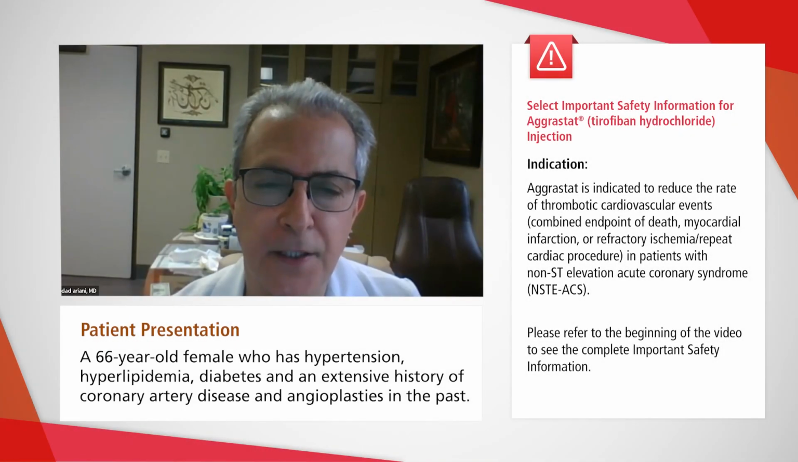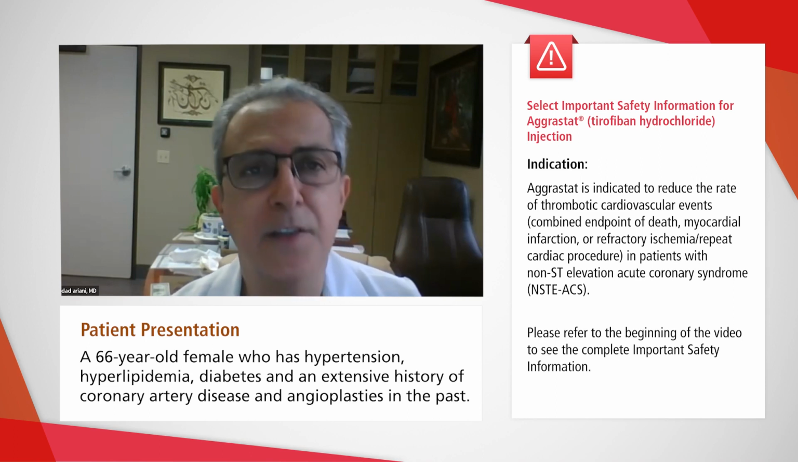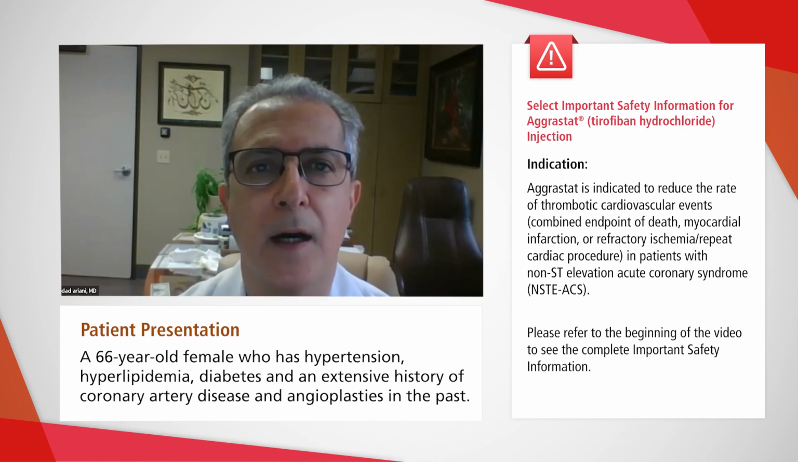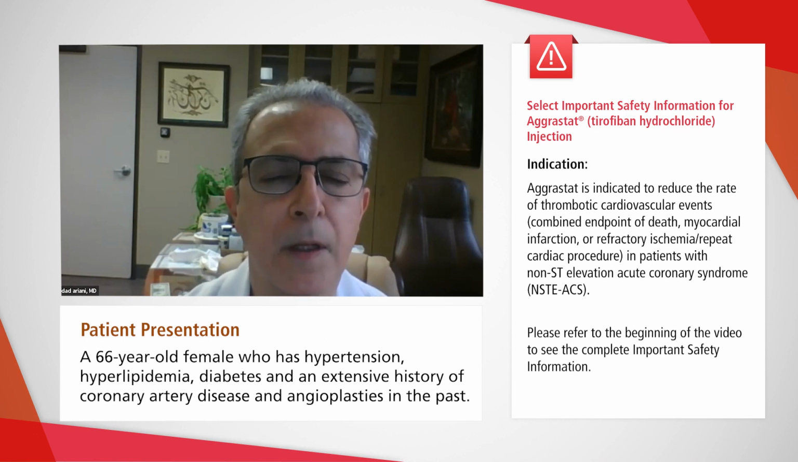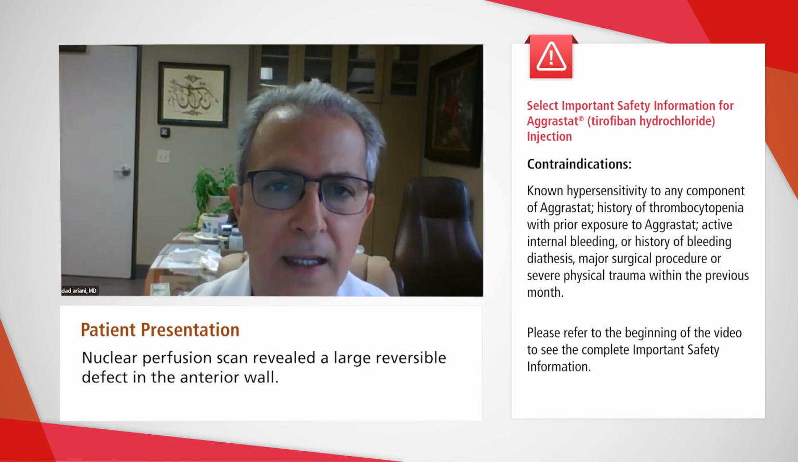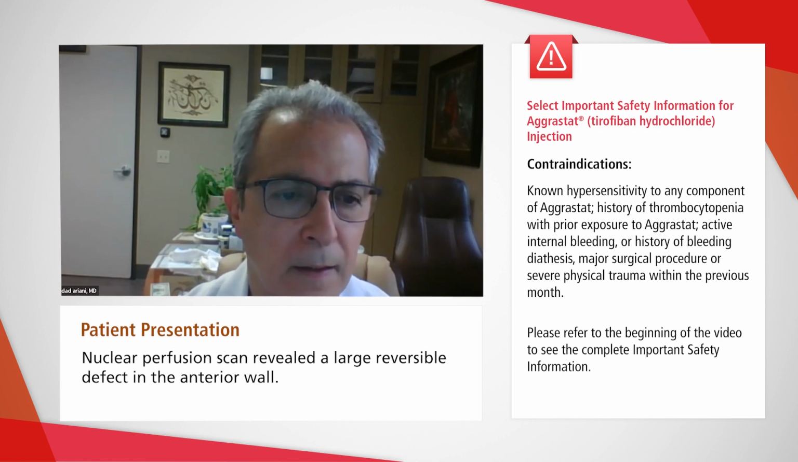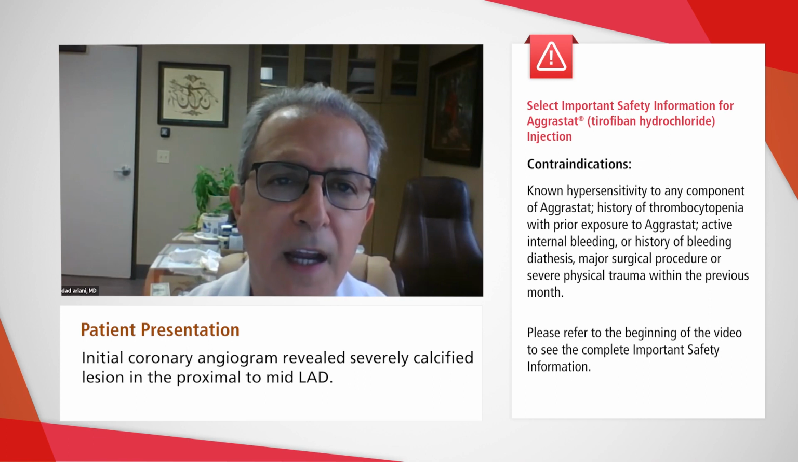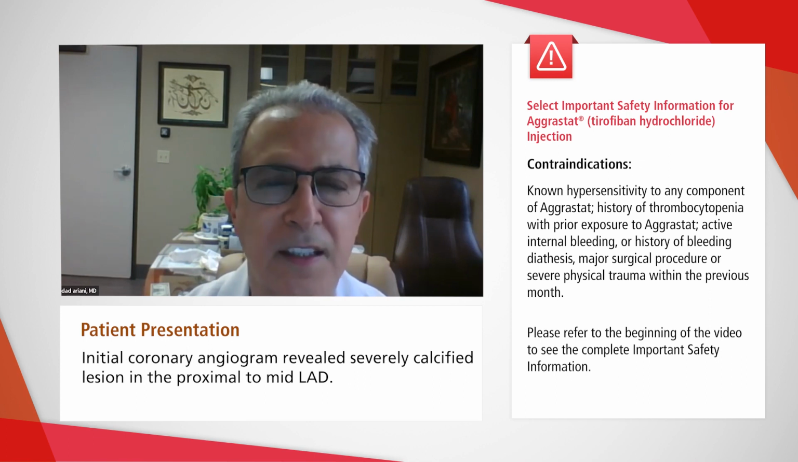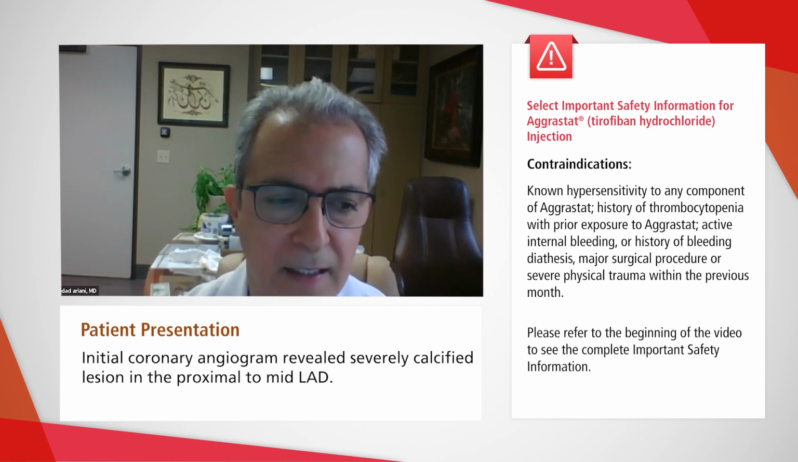First case is a patient of mine, a 66-year-old female. She has an extensive history of coronary disease. As well, she has hypertension, hyperlipidemia, diabetes. She's been experiencing typical chest pain. We performed a nuclear test and a large anterior reversible defect was found. Initial coronary angiogram revealed a severely calcified lesion in the proximal to mid LAD.